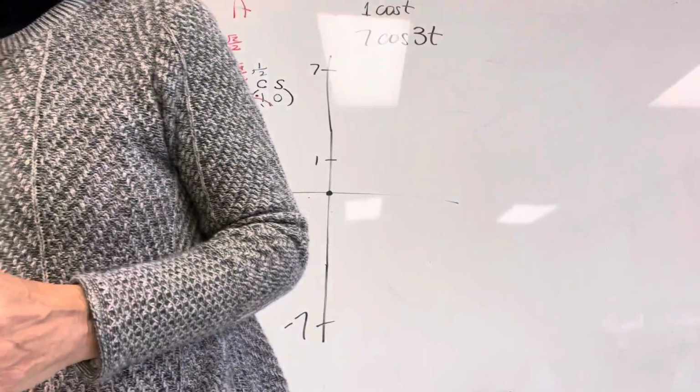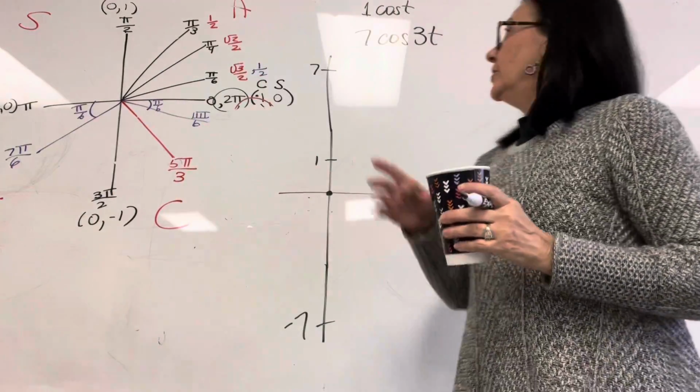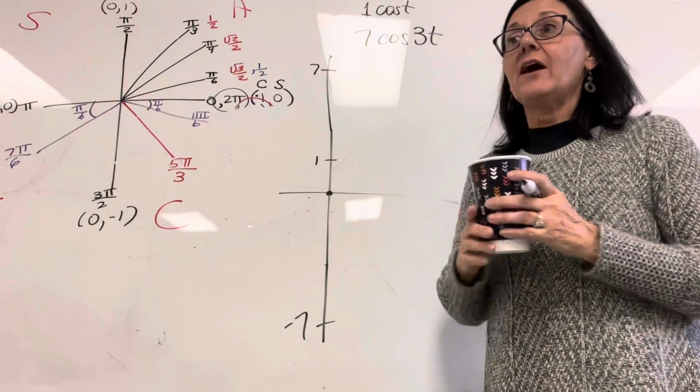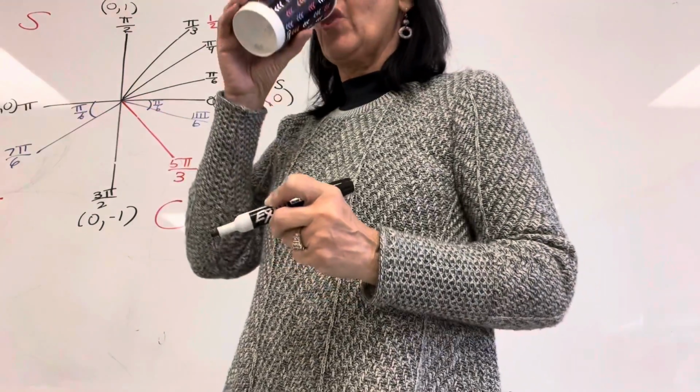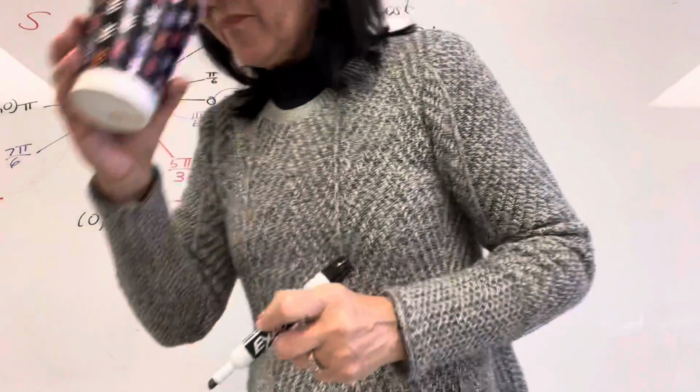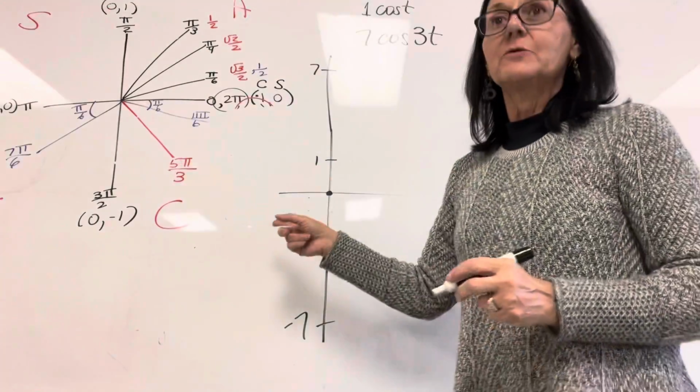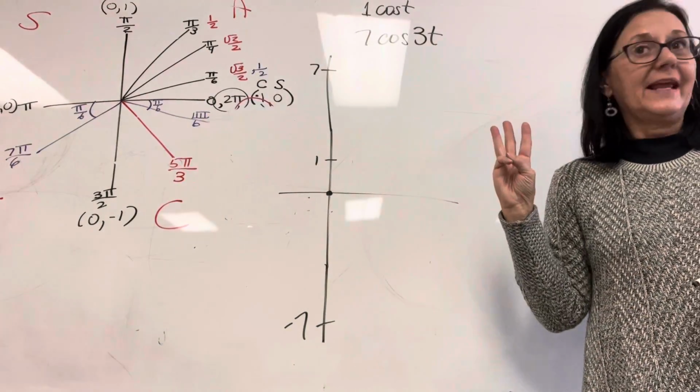Yes, Abby. The amplitude? No, the 7 tells me the amplitude. The 3 tells me B. So it's my B value. It tells me the period and how many waves there are between 0 and 2 pi. How many waves between 0 and 2 pi? 3.